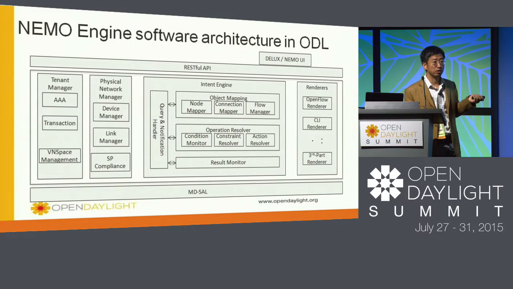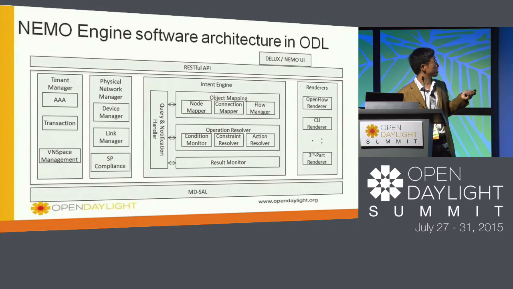In the intent engine, the major part is some algorithm to calculate the resource allocation and flow forwarding, but the result is also abstract data. So we need the forward component to translate the mapping result to the real interface. For example, use OpenFlow to deploy the forwarding table, or use command line to deploy the forwarding table. And this is in the render component. So this is the intent engine, the Nemo engine, the system architecture.